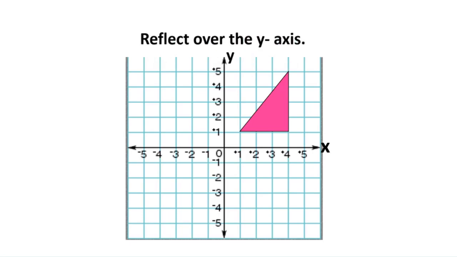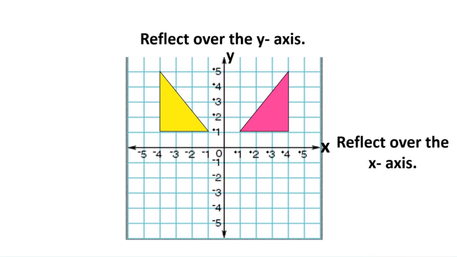So if we want to reflect over the y-axis, which is the vertical axis, we're going to flip that across the y-axis. Notice that it is exactly the same distance on the left side of the y-axis, but it now is facing the opposite direction. Notice that the bottom point is 1 unit away from the y-axis. The top point is 4 units away from the y-axis, but in opposite directions.